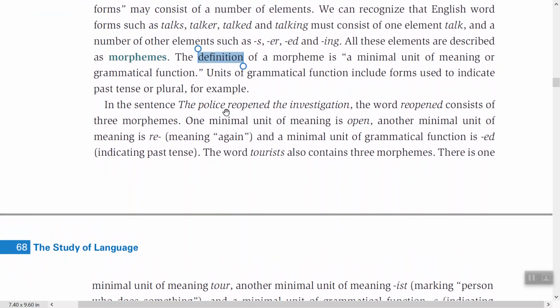We have the sentence: the police reopened the investigation. When we come to the word reopened, how many morphemes do we have in this word? It consists of 3 morphemes: re, the first; open, the second; and ed, the third. Which one is the root? Of course, open. One minimal unit of meaning is open. Another minimal unit of meaning is re. What does re mean? It means again. And a minimal unit of grammatical function is ed, indicating past tense.